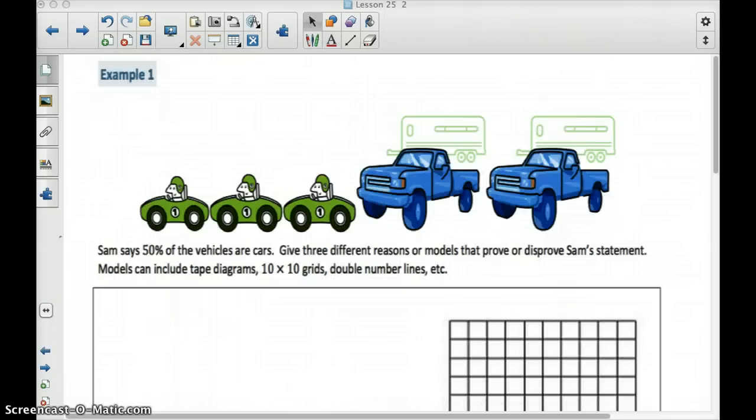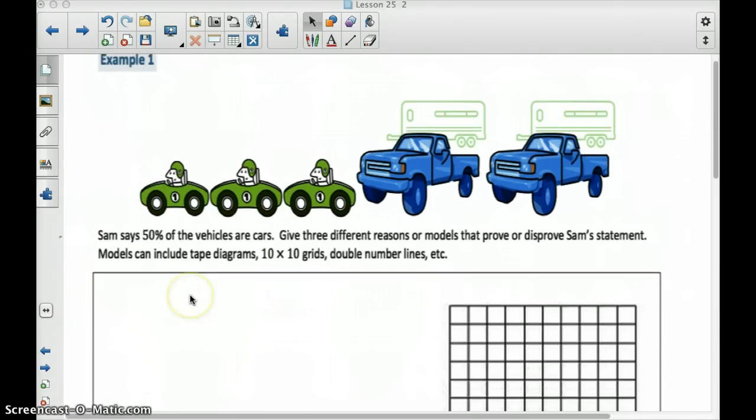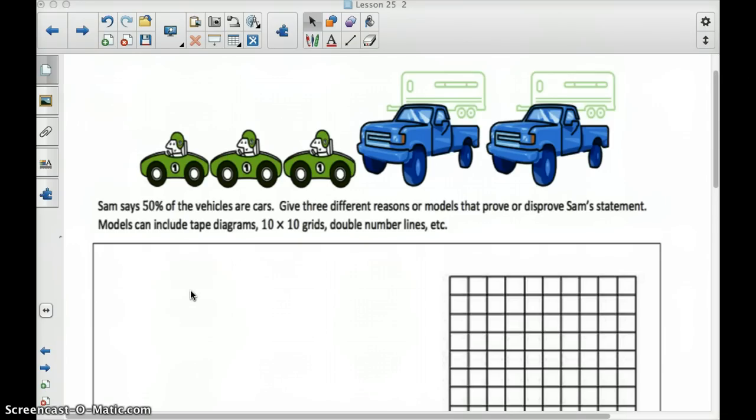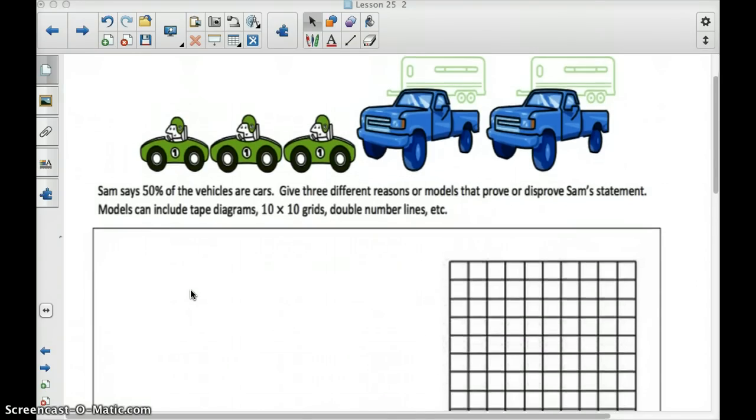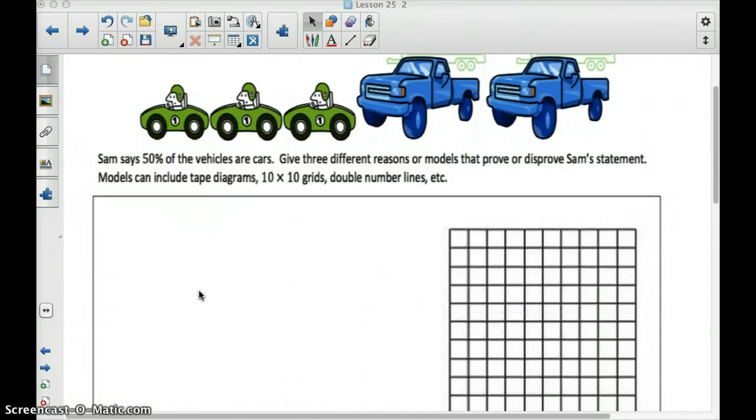Example 1. Sam says that 50% of the vehicles are cars. Give three reasons or models that prove or disprove Sam's statement. Models can include tape diagrams, 10 by 10 grids, double number lines, etc. Alright, so we need to prove Sam wrong. Well, it should be pretty easy. I like to prove people wrong, so let's figure out how to do this.